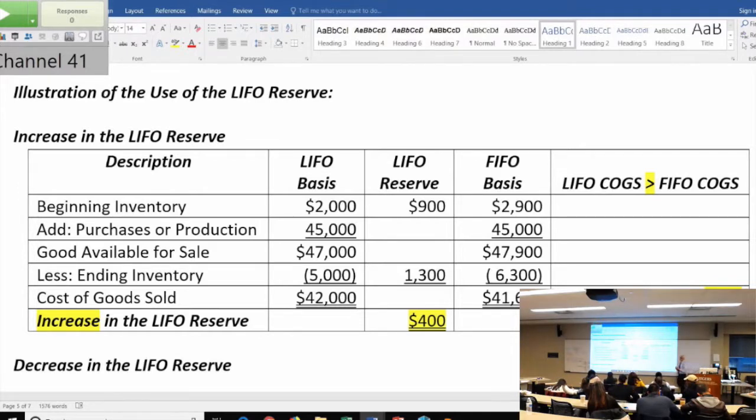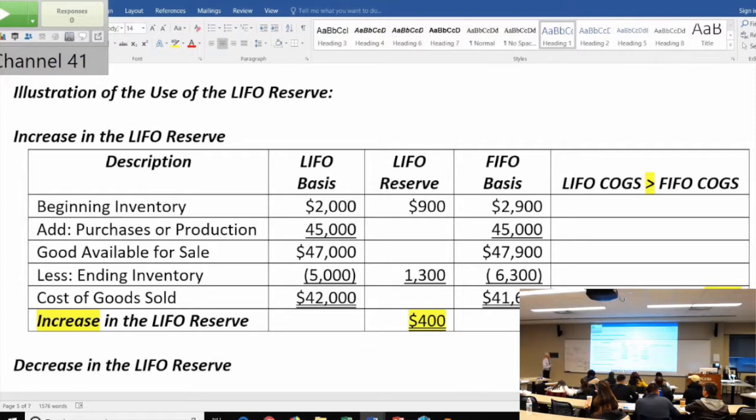So again, the LIFO reserve itself is the balance sheet effect, the difference between the ending inventory, and the change in the reserve from one year to the next. If it goes up, then you get higher cost of goods sold, lower profit under LIFO. If the reserve goes up, it means that prices are going up and quantities are either going up or being constant. If the reserve goes down, prices are dropping or quantities are declining. I'll show you how that works over the next couple of modules.